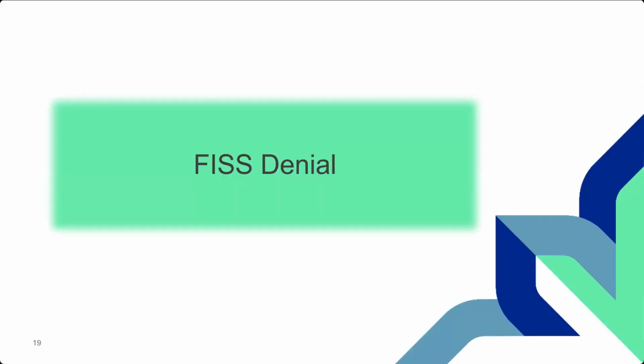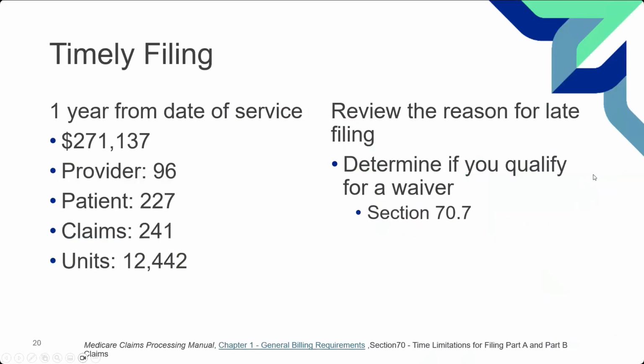All right, let's move on, and we're going to move to FISS denials next. Now, FISS denials are the medical necessity things, the things that are appealable, some things like that. All right. So let's talk about the first one, and the biggest one for this is timely filing. Again, it is about the waiver and whether or not you can file a waiver.